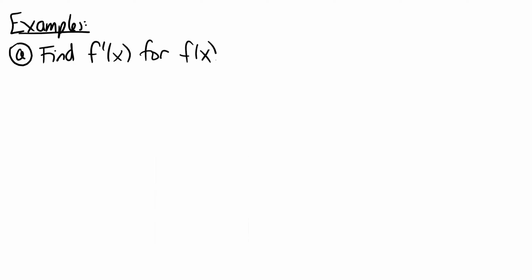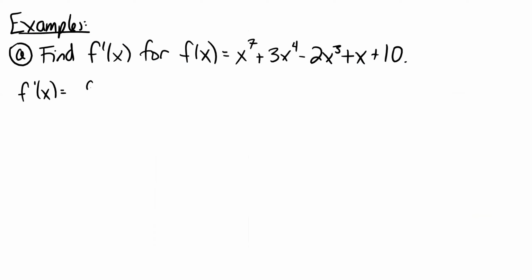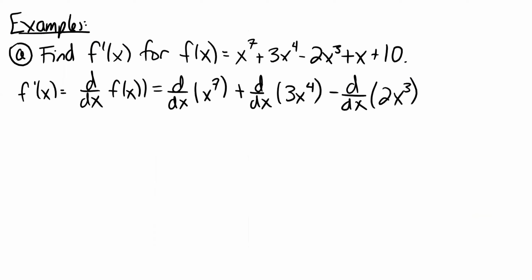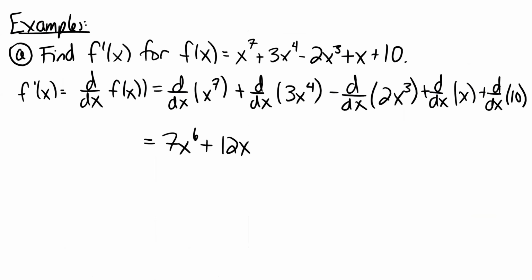For example, if we want to find f prime of x for f of x equals x to the 7th plus 3x to the 4th minus 2x cubed plus x plus 10, we can find the derivative of each part separately, pull out the constants, and then apply the power rule to each part. Our derivative will be 7x to the 6th plus 12x cubed minus 6x squared plus 1. Notice that the 10 went away because the derivative of a constant is 0.